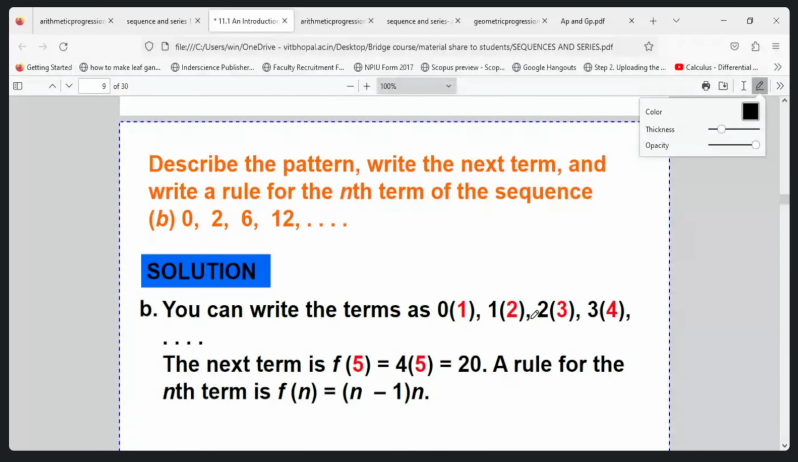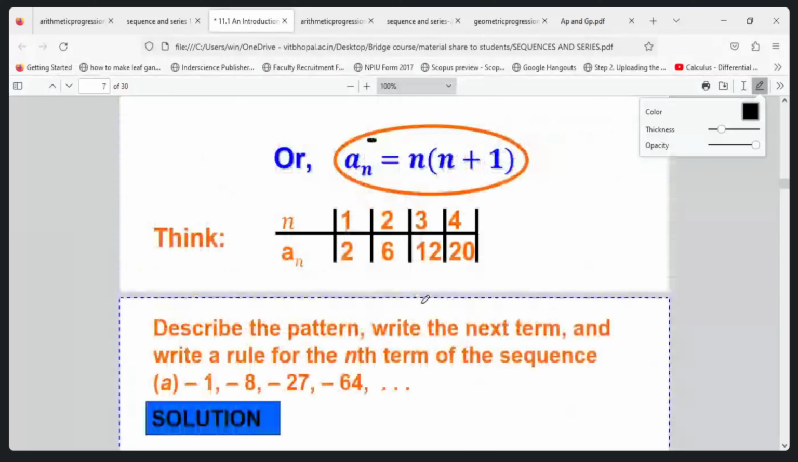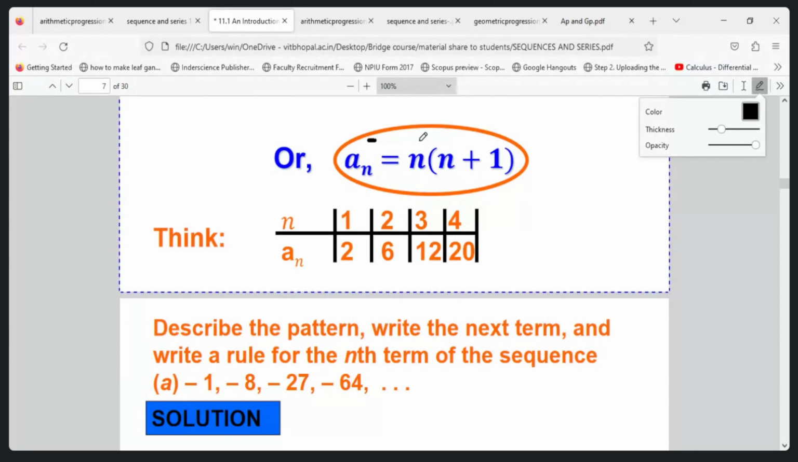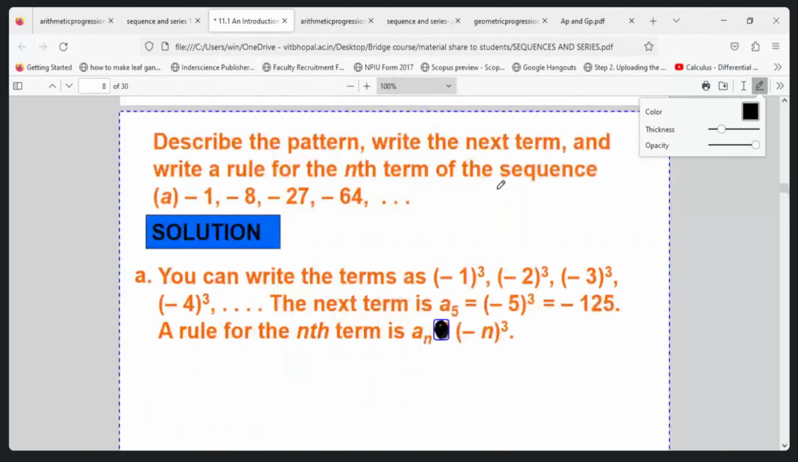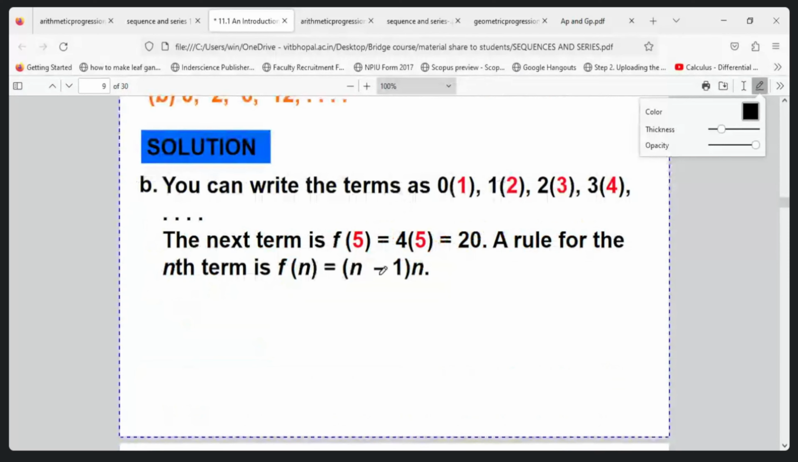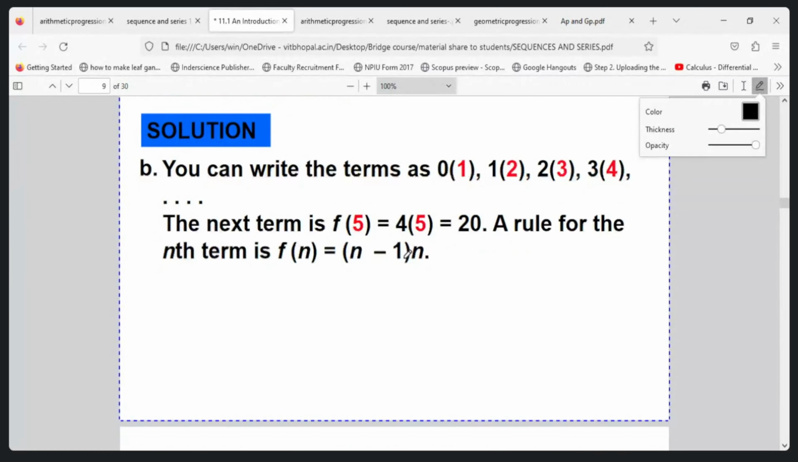Describe the pattern, write the next term, and the rule for the nth term of the sequence: 0, 2, 6, 12. 0 into 1, 1 into 2, 2 into 3. Same thing, so the fifth term is 4 into 5, that is 20. That means a_n is equal to n minus 1 times n. In the previous question, a_n was n times n plus 1. In a similar way, in the next question it is n minus 1 times n. So this is the point.